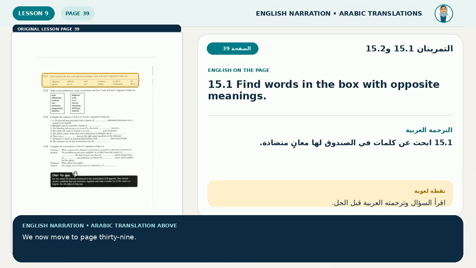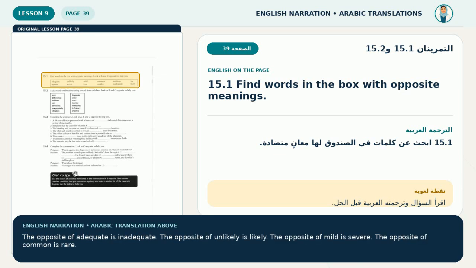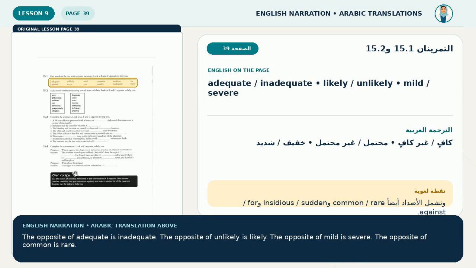We now move to page 39. Exercise 15.1 asks you to find words in the box with opposite meanings. The question and Arabic translation are on screen. The opposite of adequate is inadequate. The opposite of unlikely is likely.